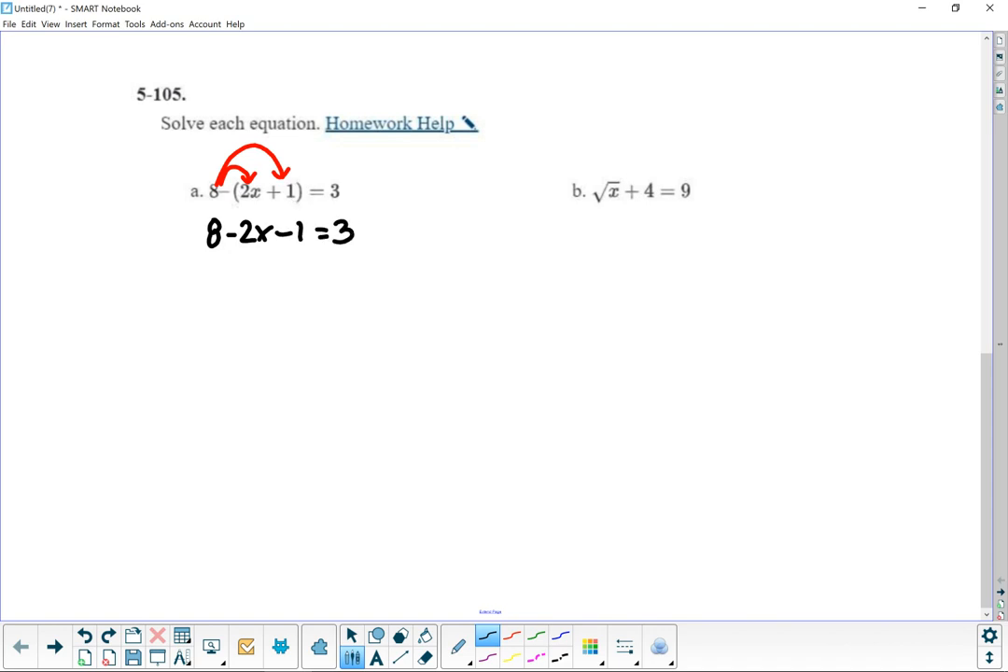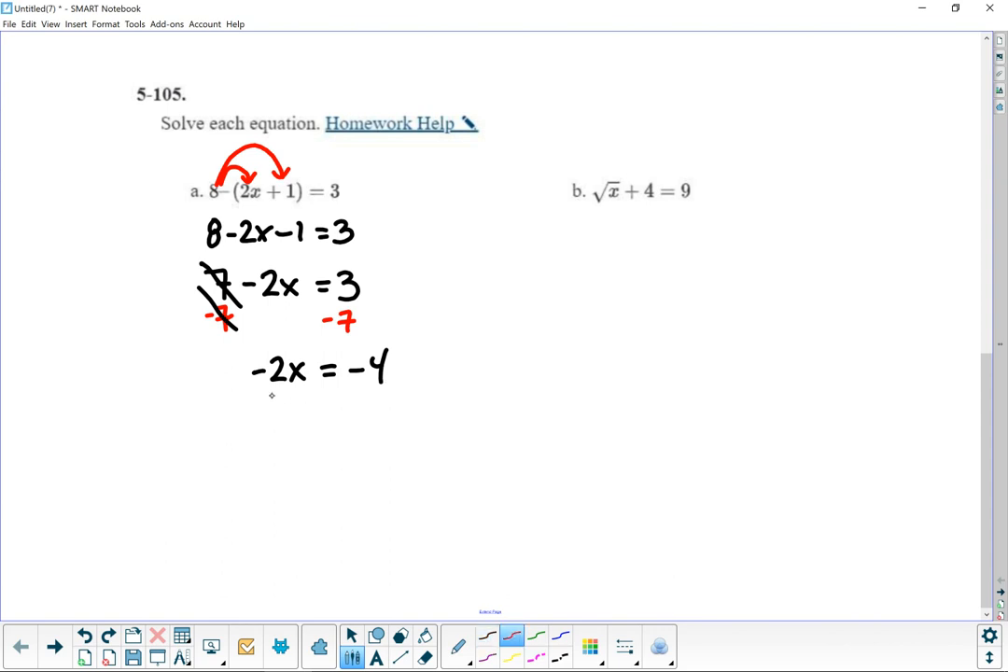Copy everything down, and now start combining like terms. The 8 and the negative 1 go together: 8 minus 1 is 7, minus 2x equals 3. Now I'm going to start solving for x. I'll get rid of that 7 by doing the inverse operation, minus 7 on both sides, and these will cancel out. So I will have negative 2x equals 3 minus 7, which is negative 4.